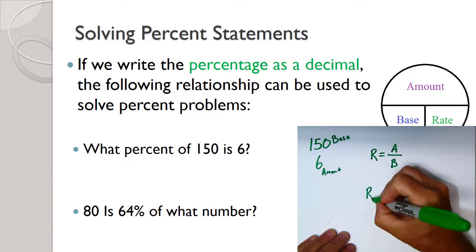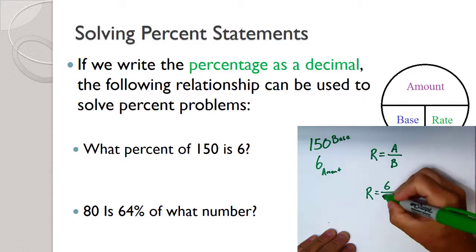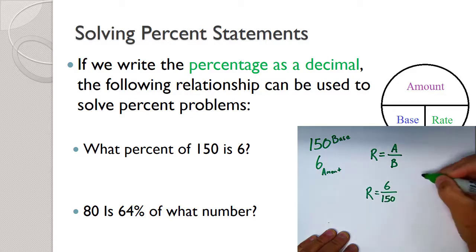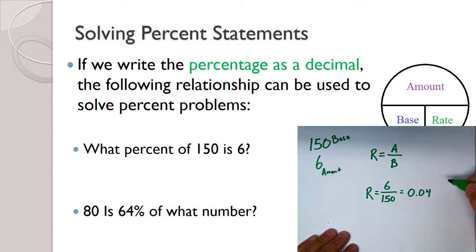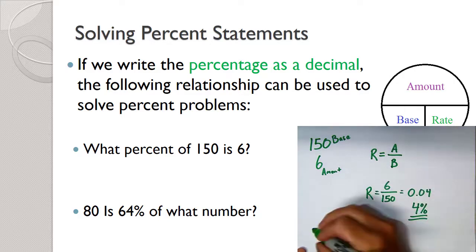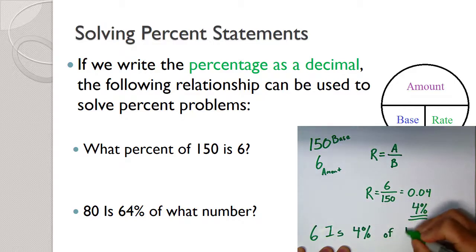So that means our rate in the answer to this question is the amount, 6, divided by the base, 150. And if you divide that, you get 0.04. Now remember, when you use this wheel, the rate is always a decimal. If we want to turn that into a percent, we'll go 2 places to the right, and the answer to our question is 4%. So we could say that 6 is 4% of 150, and we've answered the question.